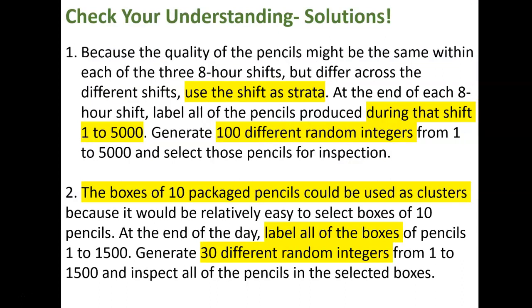So now we're going to generate 100 different random integers and select them for inspection. Now remember, the goal was to inspect 300 pencils, but since we're doing the strata, we have 3 different strata. So it's 100 from the morning, 100 from the afternoon, and 100 from the overnight or evening or whatever. I forgot what they called it. So that'll give us the sample of 300. So there's stratified sampling.